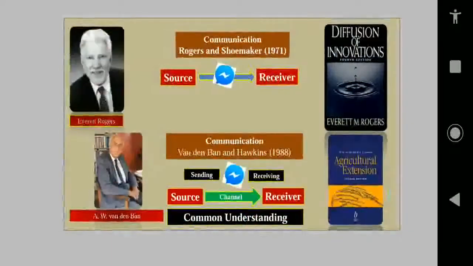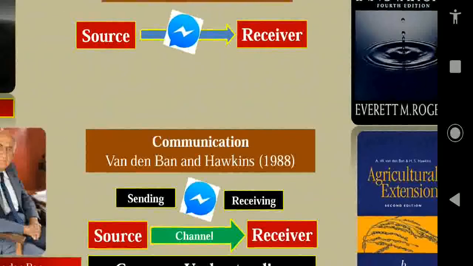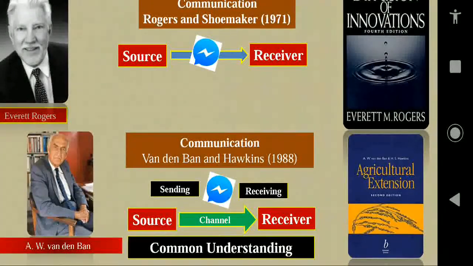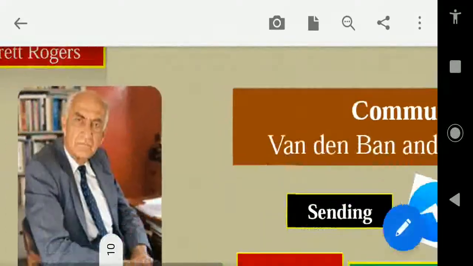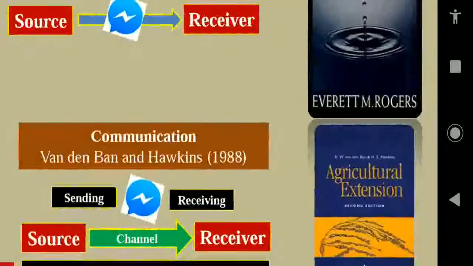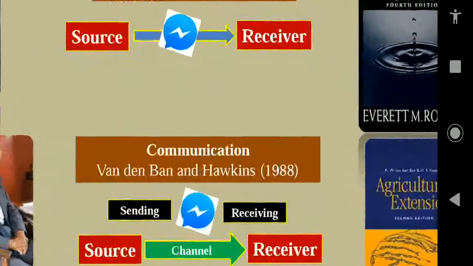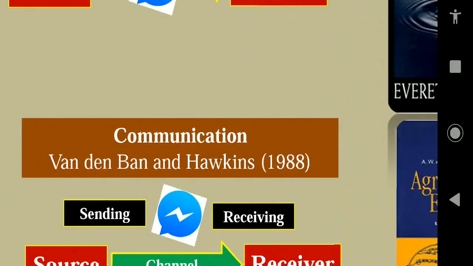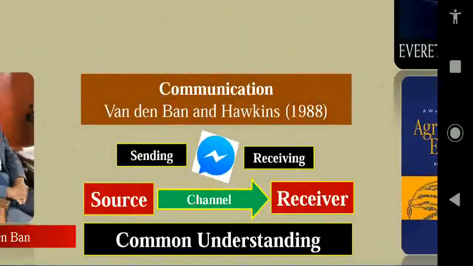Then come to communication definition given by Vandenberg and Hawkins in 1988. Here you can see the picture of Vandenberg, and Vandenberg and Hawkins wrote a book, Agriculture Extension. Both have given which definition?